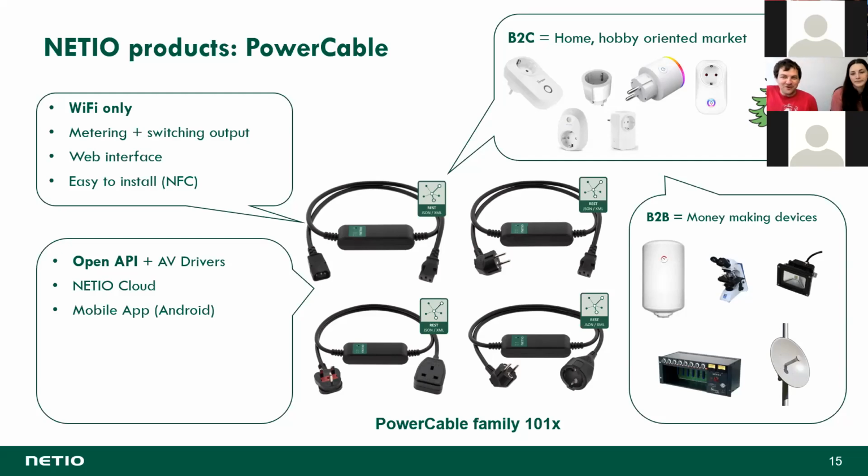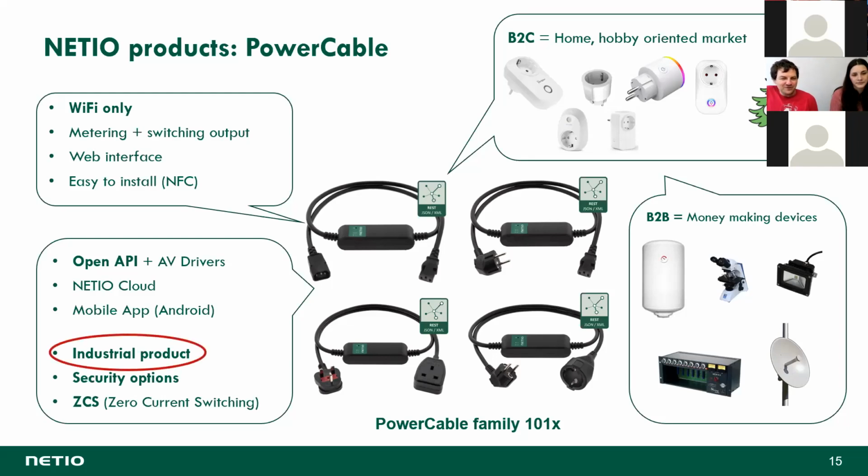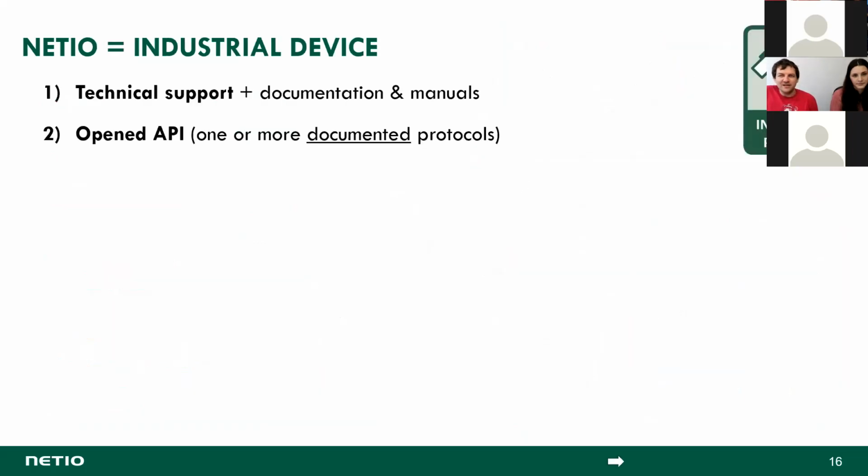Okay. So basically, power cable is focused for B2B applications. Okay, it's of course industrial product, and it has zero current switching and all these features. And I'm talking all the time about these industrial features. So what the hell does it mean? It's quite simple. Technical support, documentation and manuals, open API, because if you want to implement your system, you need to be sure that it will work.